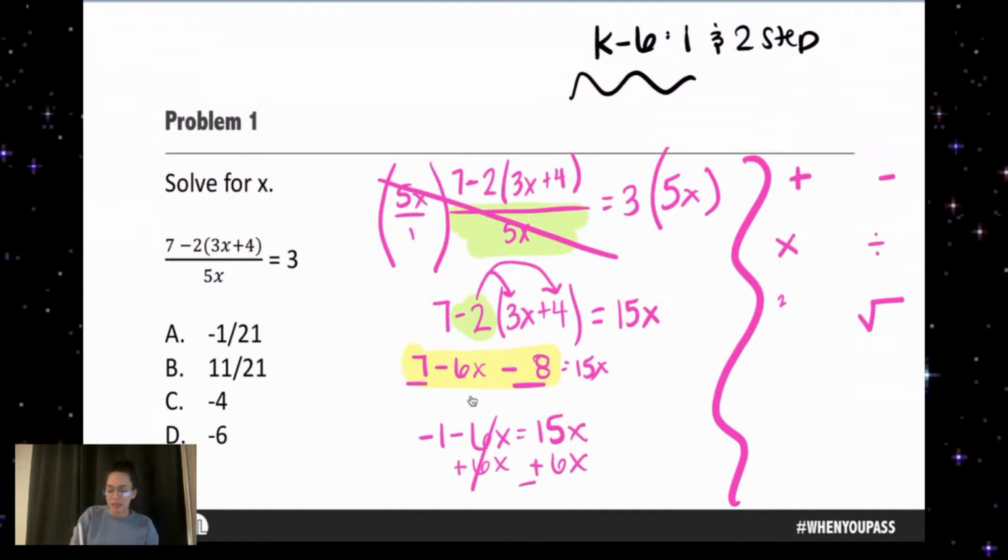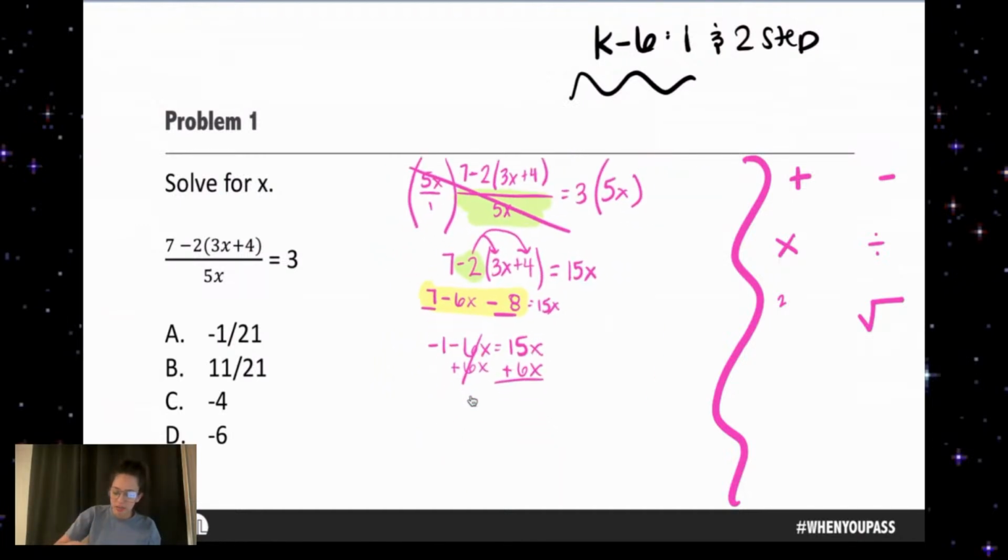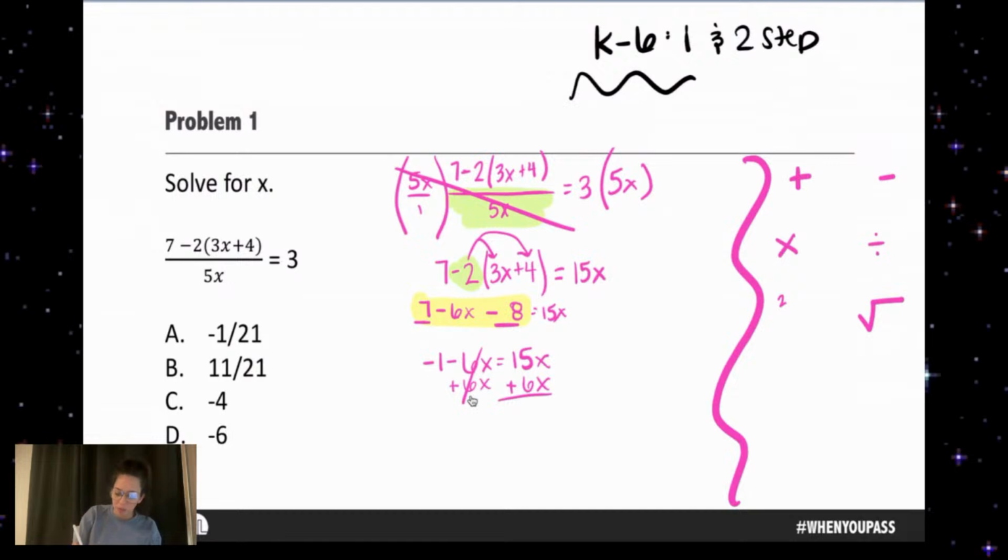I'm going to add 6 to both sides. So I am left with, and I'm going to shrink this down just a little bit so I have room, negative 1 equals 21x. And now because the x is being multiplied by the 21, I'm going to divide both sides by 21 because remember, my goal is to get x by itself. Negative 1 divided by 21. So my answer is A.